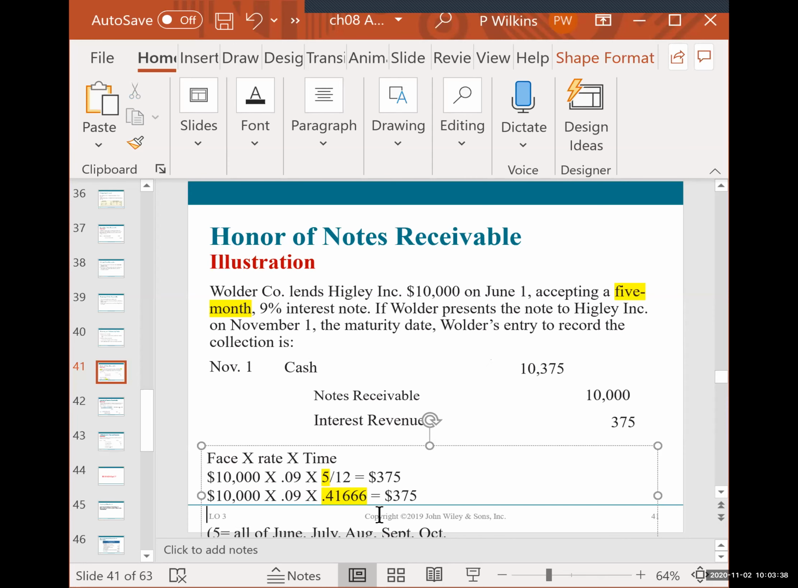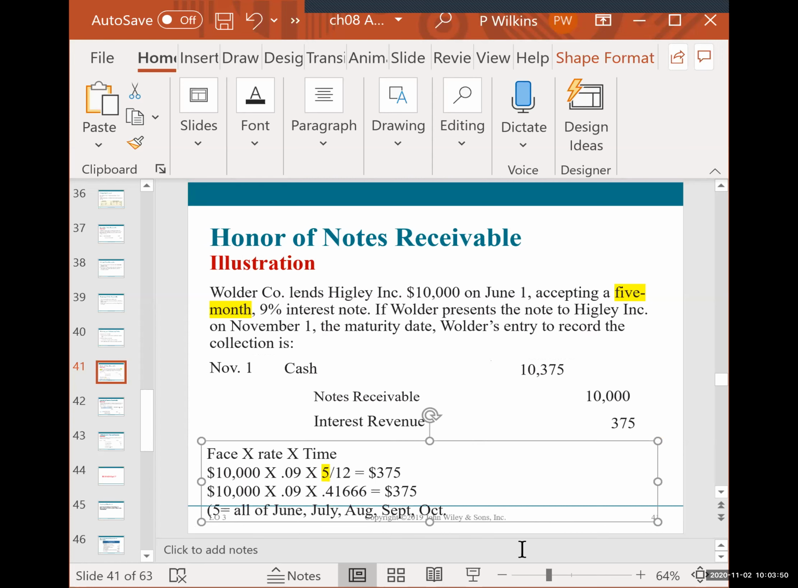And that's not highlighted there. All right, so that is how you do the calculation for the interest rate. And this loan was one that made it to maturity. Okay. So now we know how much the interest is, $375.